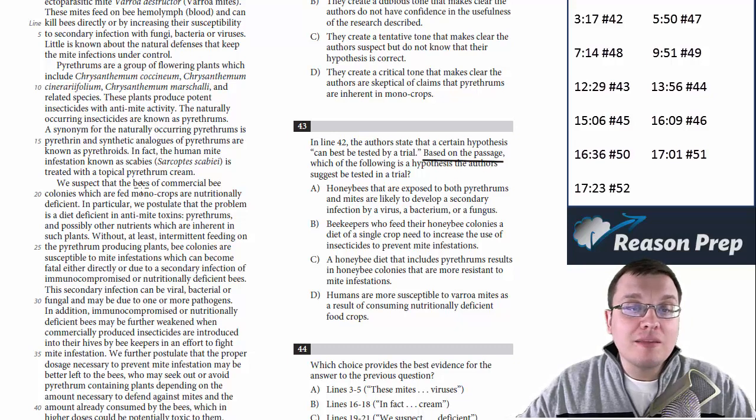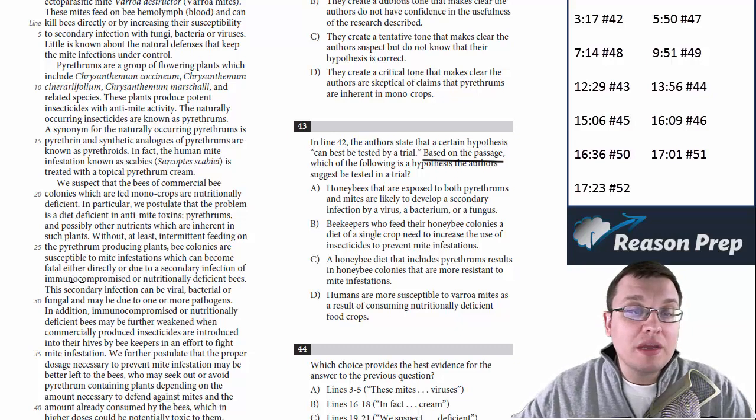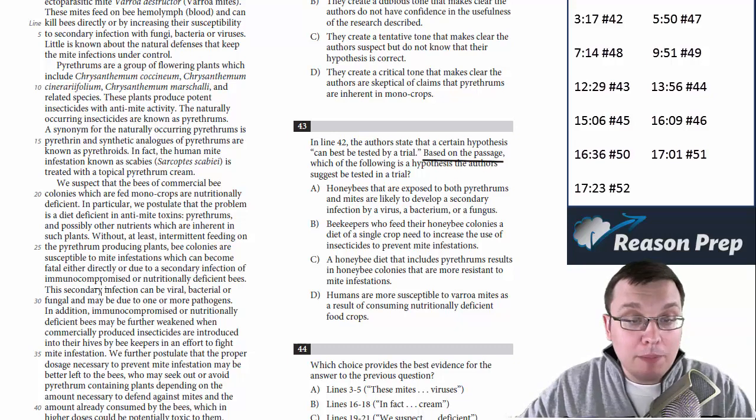We suspect that the bees of commercial bee colonies, which are fed monocrops, are nutritionally deficient. In particular, we postulate that the problem is a diet deficient in anti-mite toxins, pyrethrums, and possibly other nutrients which are inherent in such plants. Without at least intermittent feeding on the pyrethrum-producing plants, bee colonies are susceptible to mite infestations, which can become fatal either directly or due to a secondary infection of immunocompromised or nutritionally deficient bees.